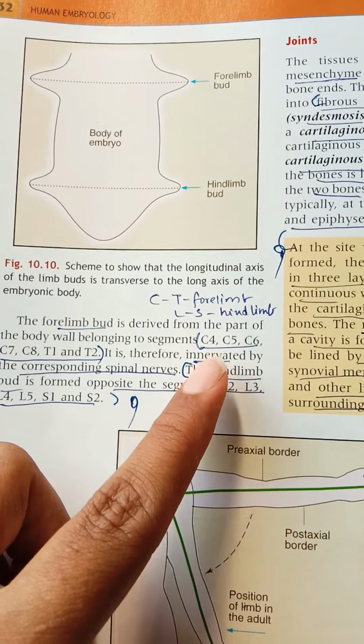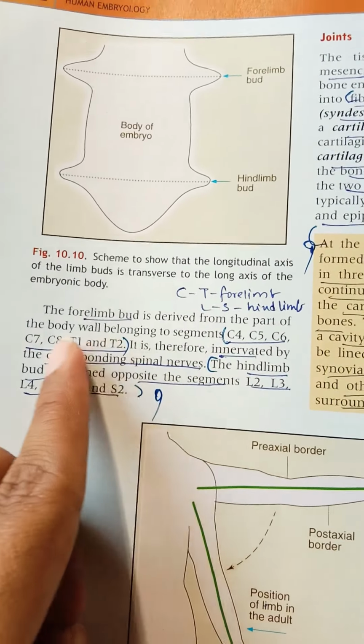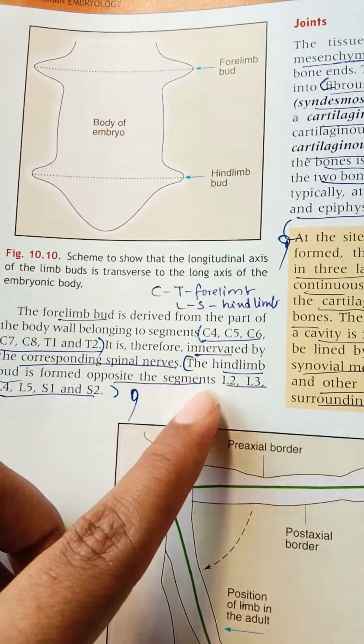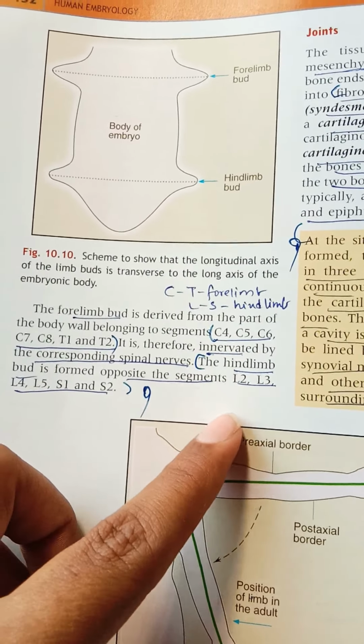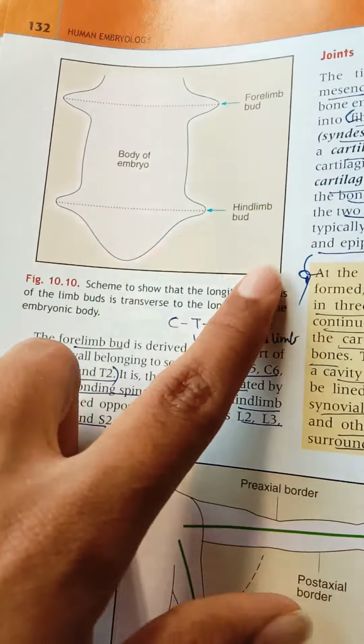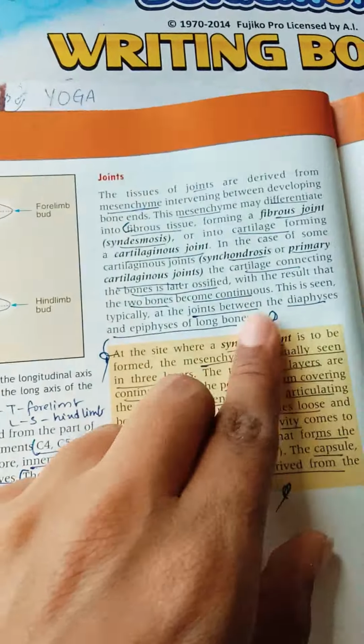So you can see the forelimb bud is derived from C4, C5, C6, C7, C8, T1, T2, and innervated by the corresponding spinal nerves, and the hind limb is from the opposite segments, like L2, L3, L4, L5, S1 and S2. So you can see the forelimb bud and hind limb bud, how they form from the body of the embryo.